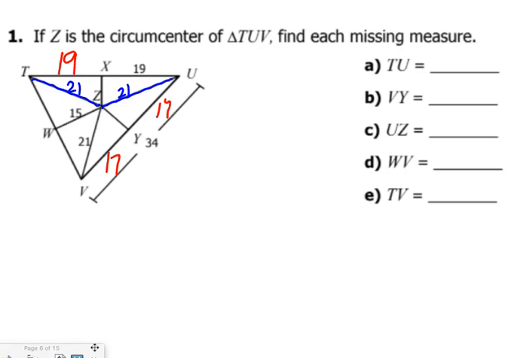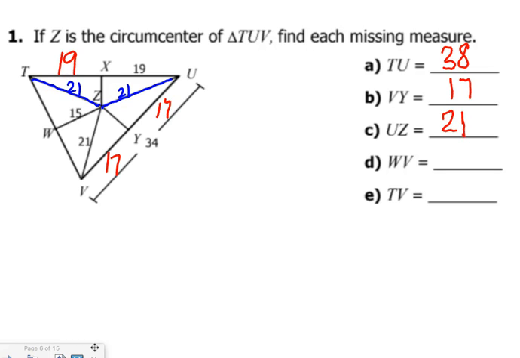Let's see what we're trying to find. TU would be what? 38, because I'm adding these together. VY. Where is VY? This, so 17. UZ, where are you? UZ would be 21.